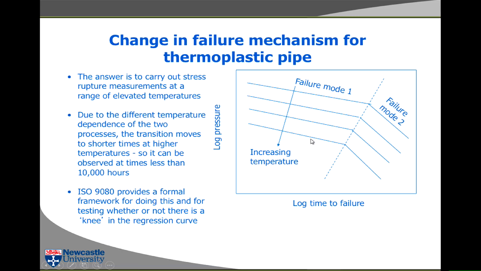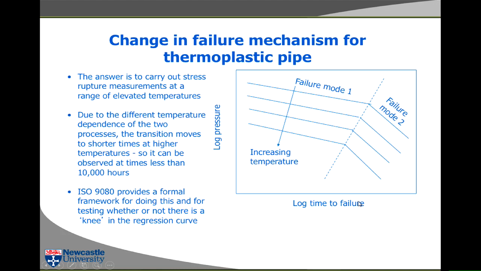One is you just look at the curve with the experimental points by eye, and you try and figure out, have we got a knee there? There's also a mathematical procedure for doing that, which is described in ISO 9080. I won't describe it now. There's a mathematical procedure for testing whether there's a change in slope.